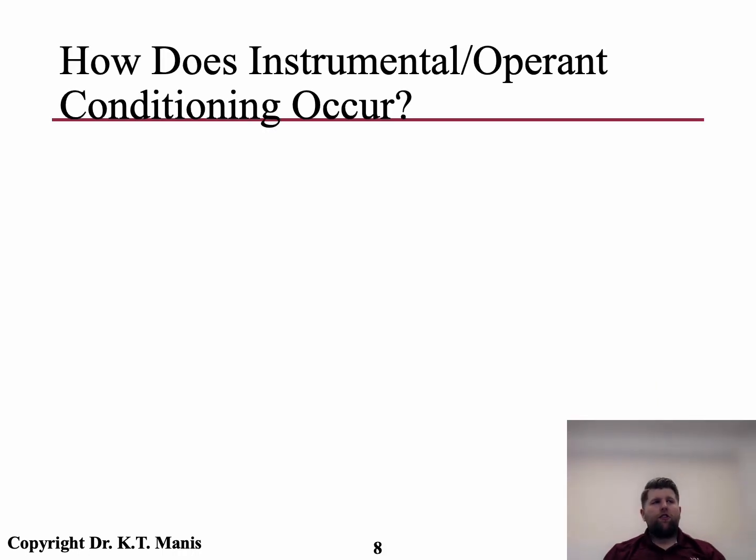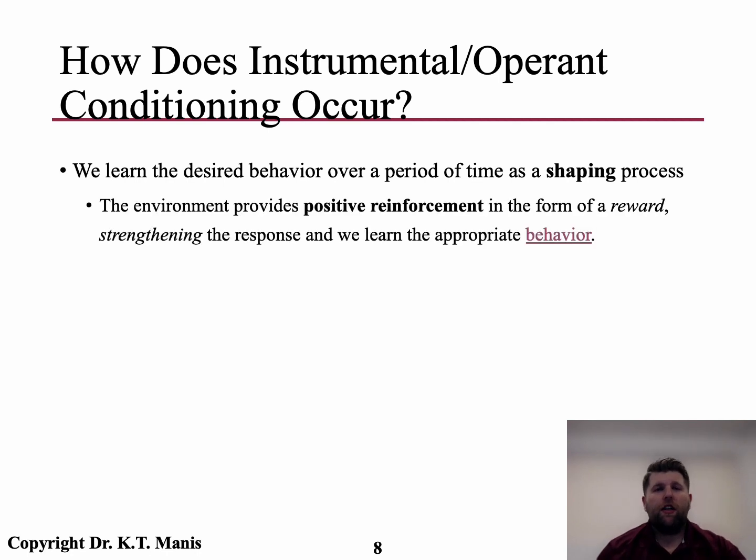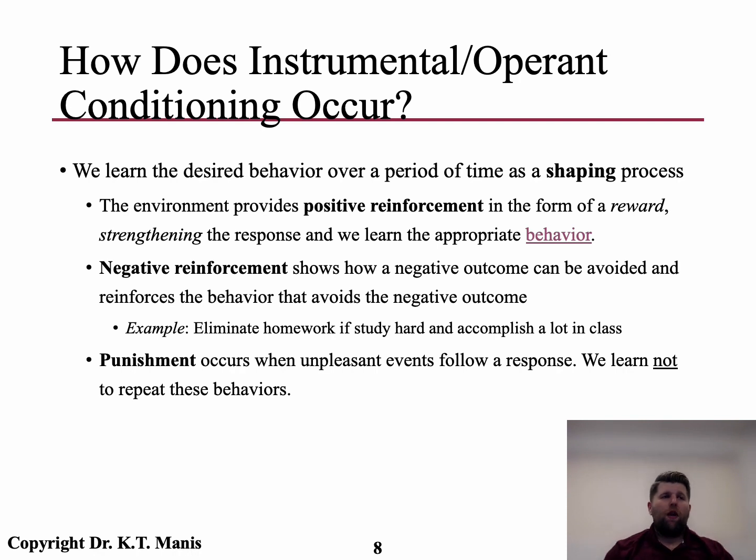Next, we can turn our attention to instrumental or operant conditioning. With operant conditioning, we learn the desired behavior over a period of time through a shaping process. That shaping process involves positive reinforcement, negative reinforcement, and punishment. So with positive reinforcement, we receive a reward. If you remember from previously that I talked about how the mouse pressed the button and received the food or the piece of cheese, they understood that when they pressed the button, they received a reward. So positive reinforcement was occurring.